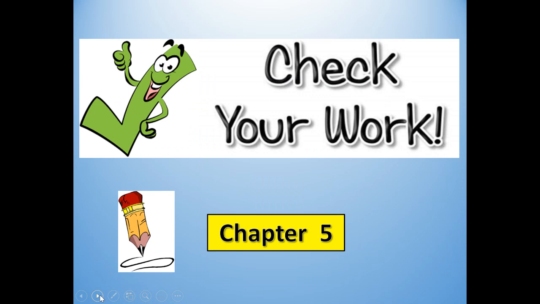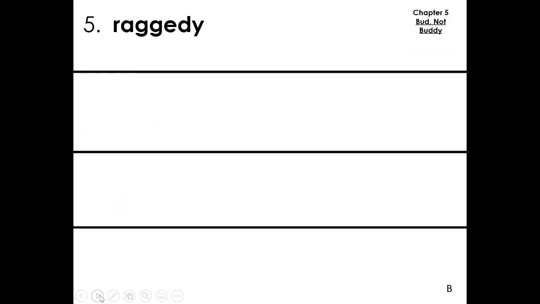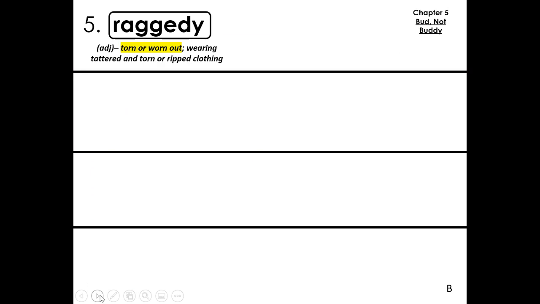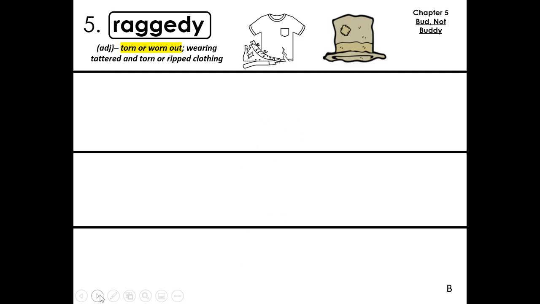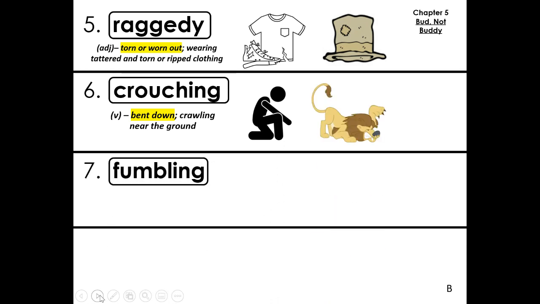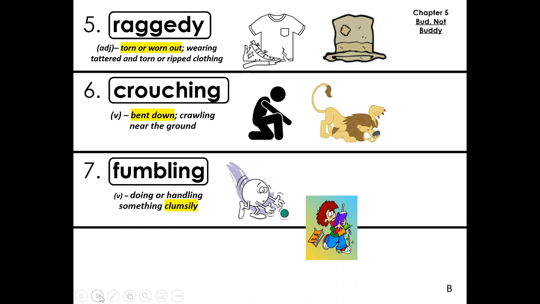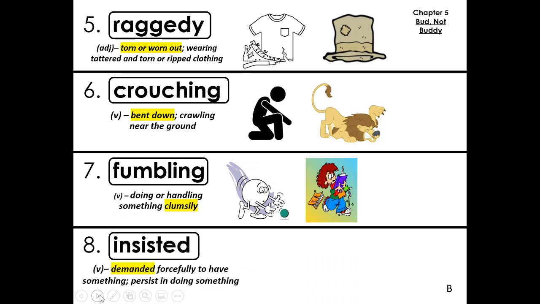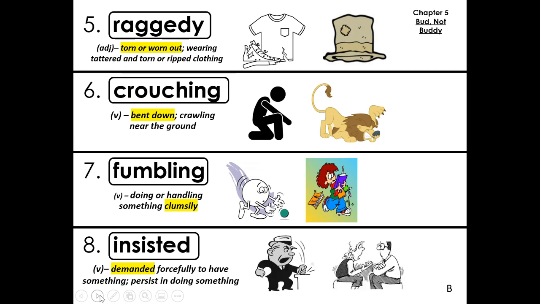All right, time to check your work for chapter 5, words 5 to 8. Number 5, raggedy. Adjective, torn out or worn out, wearing tattered and torn or ripped up clothing, raggedy. 6, crouching, bent down, crawling near the ground. 7, fumbling, doing or handling something clumsily, fumbling. 8, insisted, demanded forcefully to have something, persist in doing something, insisted. So if you need to, push pause here to check and write all of your words 5 to 8, because I want the word, the synonym or a short definition, and then a quick sketch.